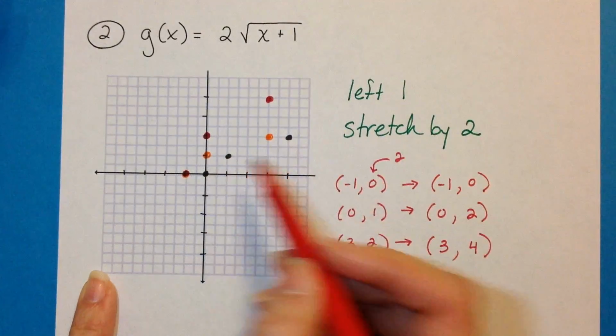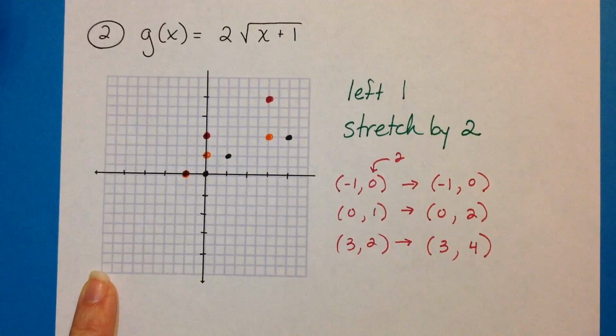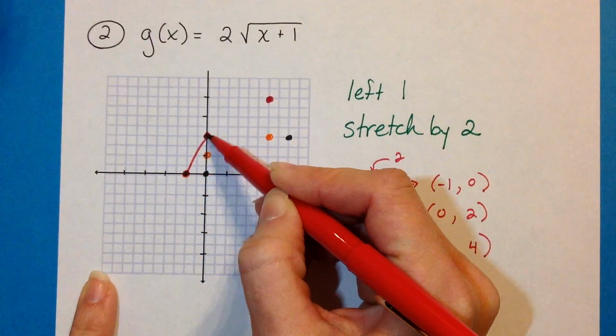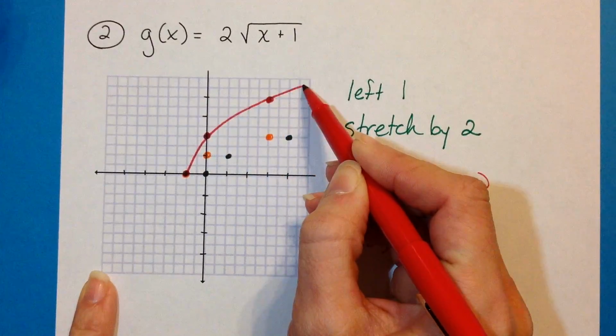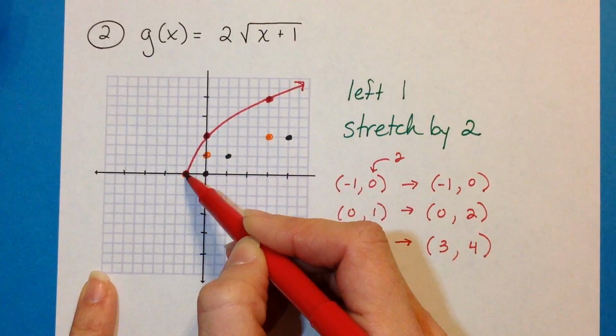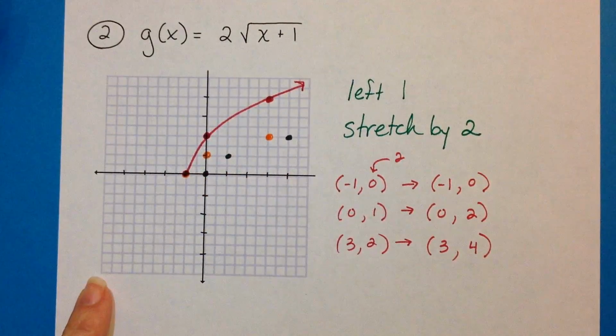Now remember, you got to keep up with which end is the end point and which end is the arrow. This is my end point. And then it keeps going in this direction forever. So this end needs to have the arrow, this end needs to have the end point.